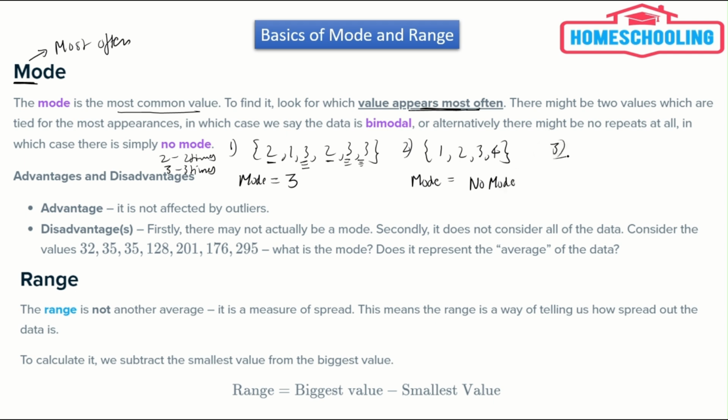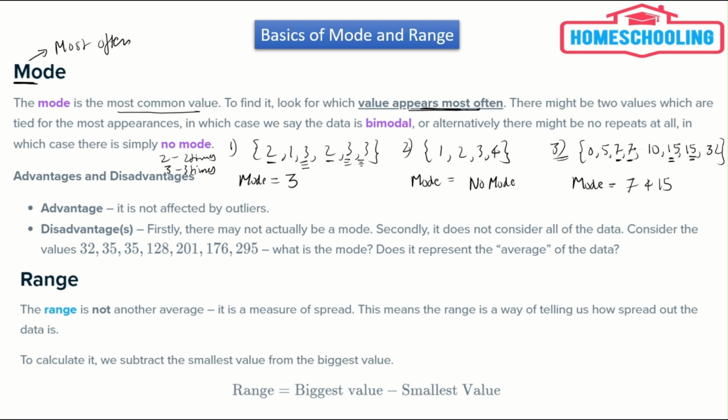Now let's take another example: 0, 5, 7, 7, 10, 15, 15, 32. What is going to be the mode of this data set? As we can see, 7 is coming 2 times and 15 is coming 2 times. So there are two numbers that are repeating 2 times. So both numbers would be the mode. 7 and 15 will be the mode.